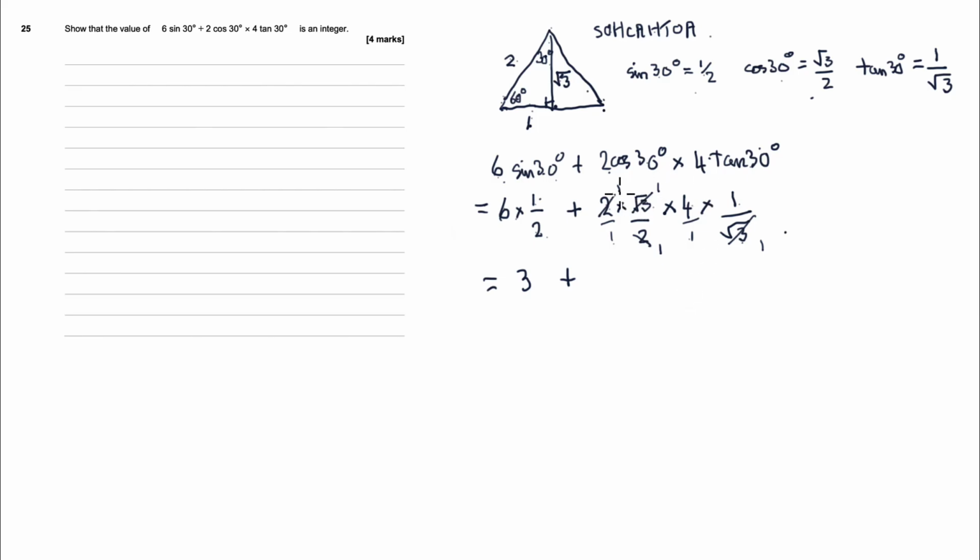On the top, we've got 1 times 1 times 4 times 1. Well, that just gives us 4. And we have to divide it by 1 times 1 times 1 times 1. That's just 1. Well, 4 divided by 1 is just 4. So our final answer to this is 7. And the question said, show that that is an integer. Seven is an integer. So there's the question completed, and that's the end of the paper.